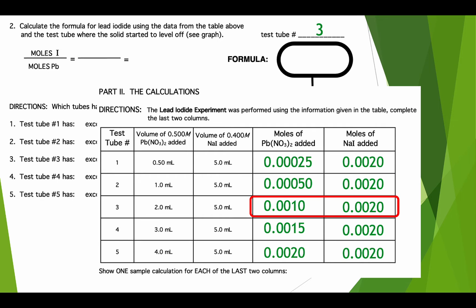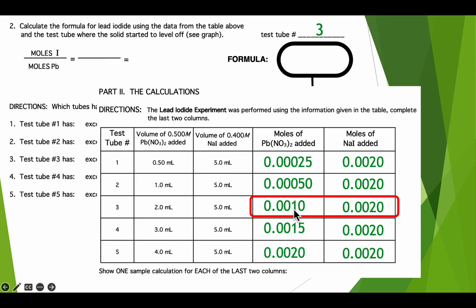Test tube number 3 had the perfect amount of iodide ions and lead ions. Both ions completely reacted. So test tube 3 doesn't have an excess of iodide, it doesn't have an excess of lead. But the other test tubes have an excess of one of the ions.